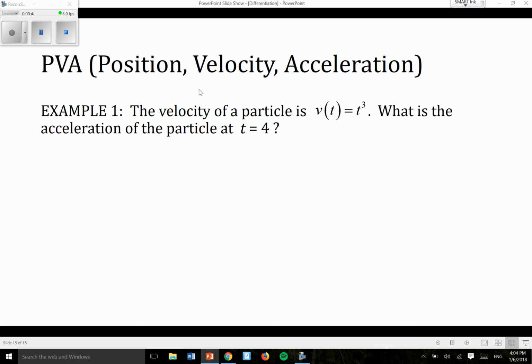For example, if the velocity of a particle is modeled by v of t equals t cubed, what is the acceleration of the particle at t equals 4? Well, if we know velocity is t cubed, to find acceleration at a given time, we can differentiate and get 3t squared. And then a of 4 equals 3 times 16, 48. There are no units on this problem. If there were, say velocity was in meters per second, acceleration would be meters per second squared.